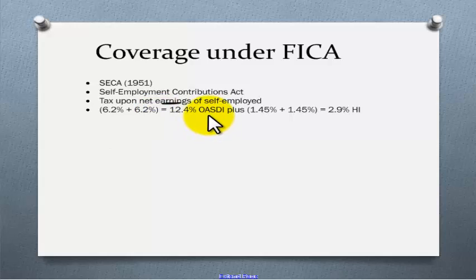For OASDI, they have to pay both the employee portion plus the employer portion, 6.2 plus 6.2, so therefore they have to pay a full 12.4%. And again, because they don't have an employer, for HI they also have to pay the employee percentage and the employer percentage, so 1.45 plus 1.45 is 2.9%.